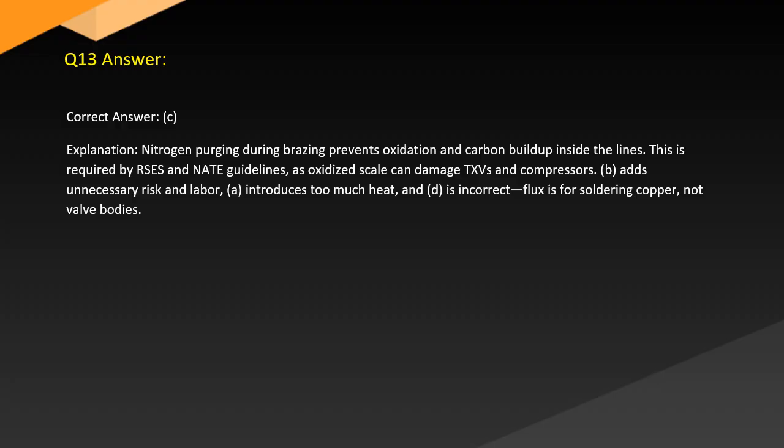Answer. Correct answer: C. Explanation. Nitrogen purging during brazing prevents oxidation and carbon buildup inside the lines. This is required by IRC and NATE guidelines, as oxidized scale can damage SSVs and compressors. B adds unnecessary risk and labor. A introduces too much heat. And D is incorrect. Flux is for soldering copper, not valve bodies.